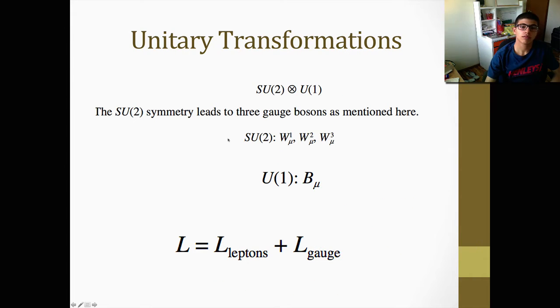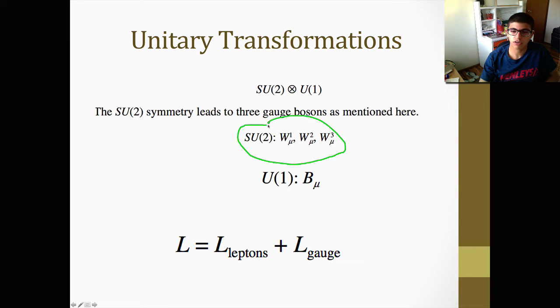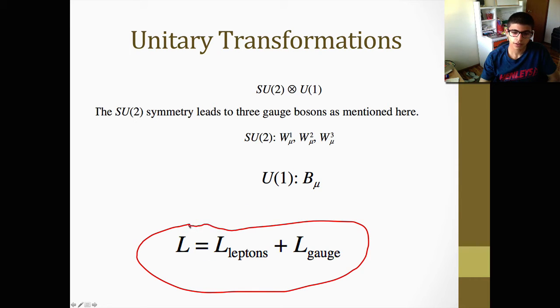So now I want to look at a bit of group theory, and we're going to look at the unitary transformations of the electroweak interaction. As we said, the electroweak theory is formulated in terms of SU(2) times U(1). SU(2) is a non-abelian group. U(1) is abelian. As a result of SU(2), we get three gauge bosons, W1, W2, W3, each with a subscript mu. And U(1) just gives rise to a single field, and that field is associated with the electromagnetic force. So now we can derive the Lagrangian for electroweak theory, incorporating both the leptons and the gauge bosons, or the gauge fields.